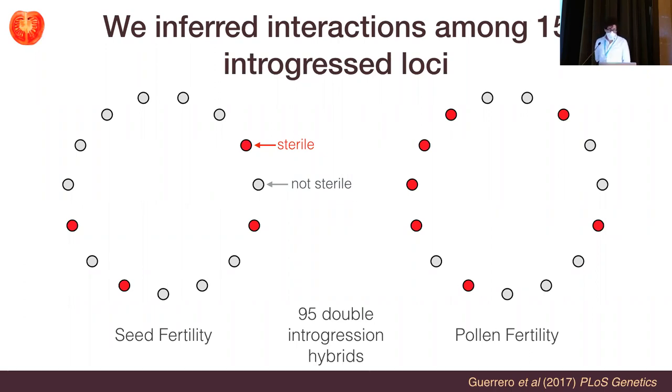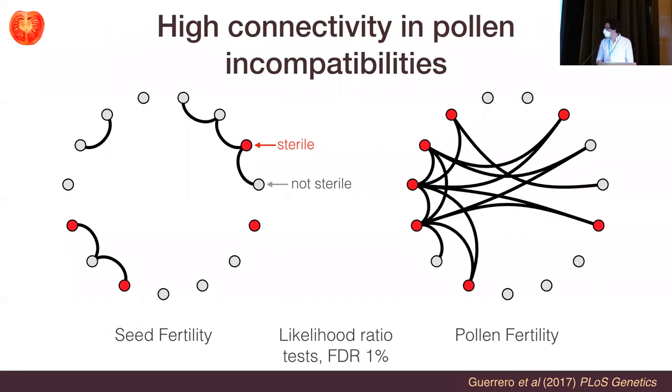I'm going to present the results in this circular network fashion. A little dot is a single introgressed locus. If it's gray, there wasn't a significant effect on sterility when it was introgressed on its own. And if it's red, it has an individual effect on sterility. We did this for the same two fitness components, seed fertility and pollen viability. And then I draw an edge between two nodes to represent that there was a significant epistatic interaction between them. These are the results.